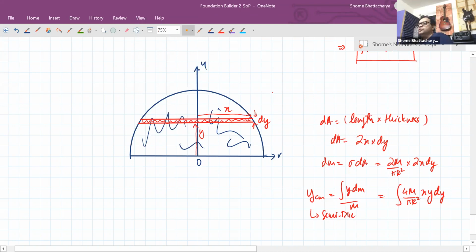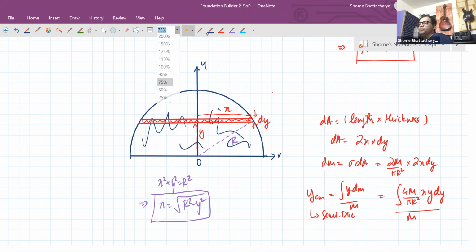Now we have to find the relation between x and y. For the relation between x and y, we'll use Pythagoras theorem. This radius is r, so you can see that x square plus y square is equal to r square. So we'll use the relation that x is square root of r square minus y square. Now this substitution is going to make the integration a little bit more complicated, which is why we avoid this as the primary derivation. So now this has to be substituted.